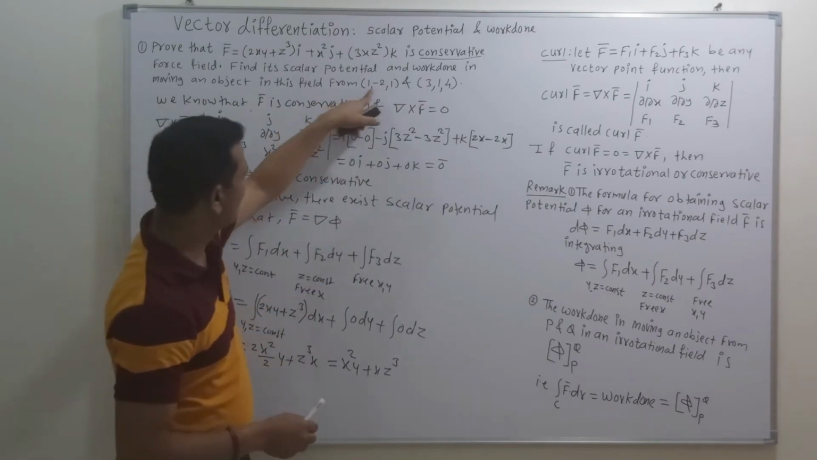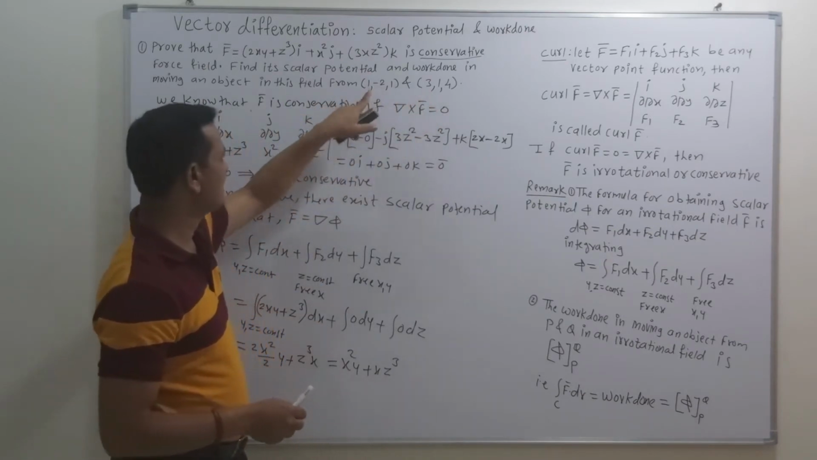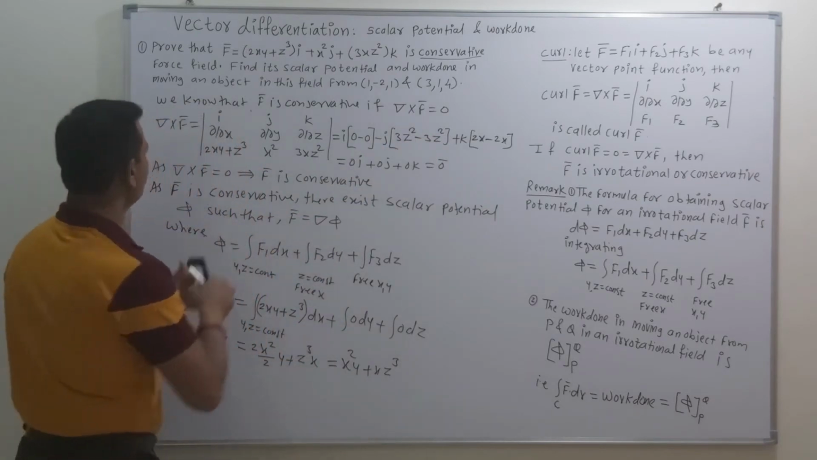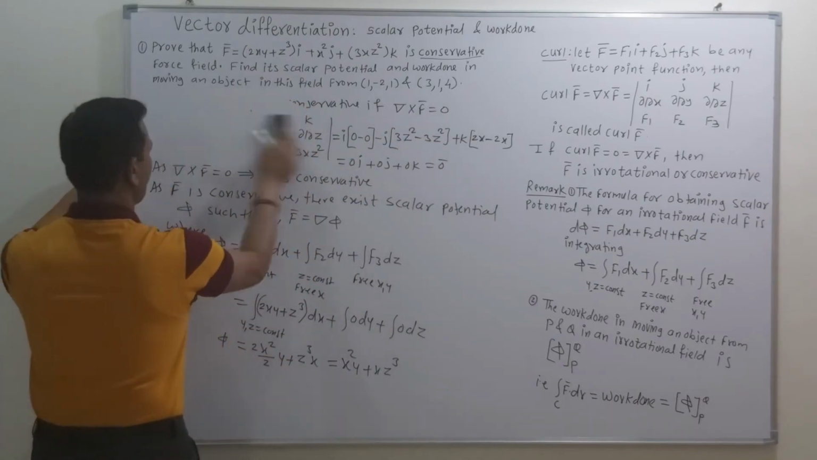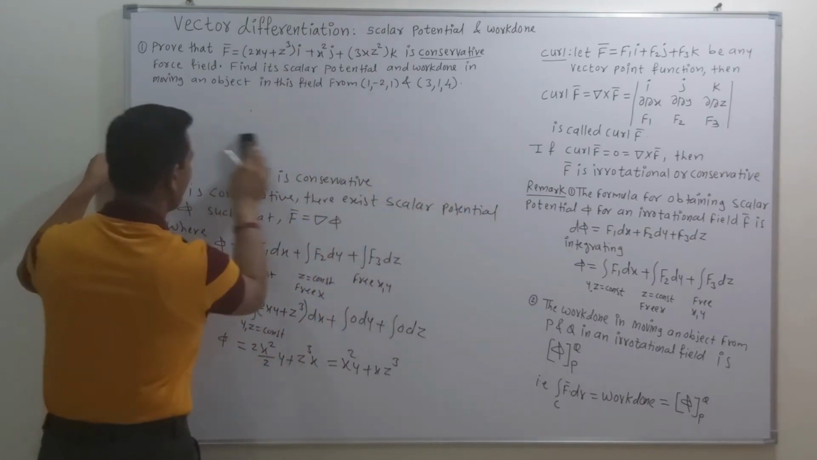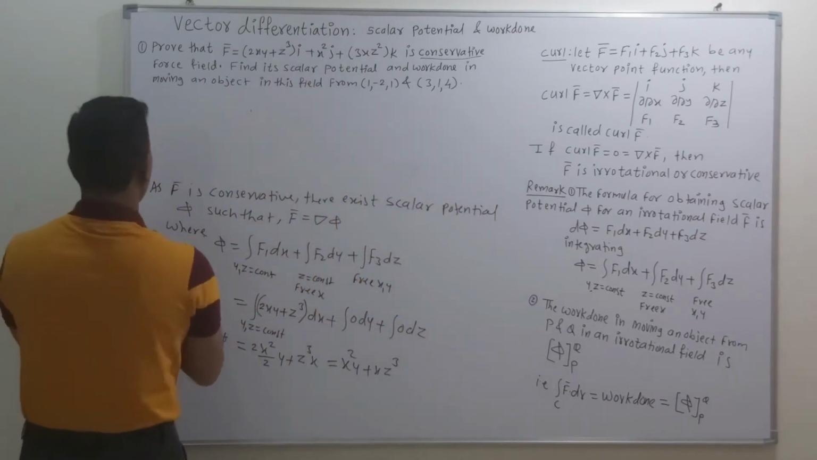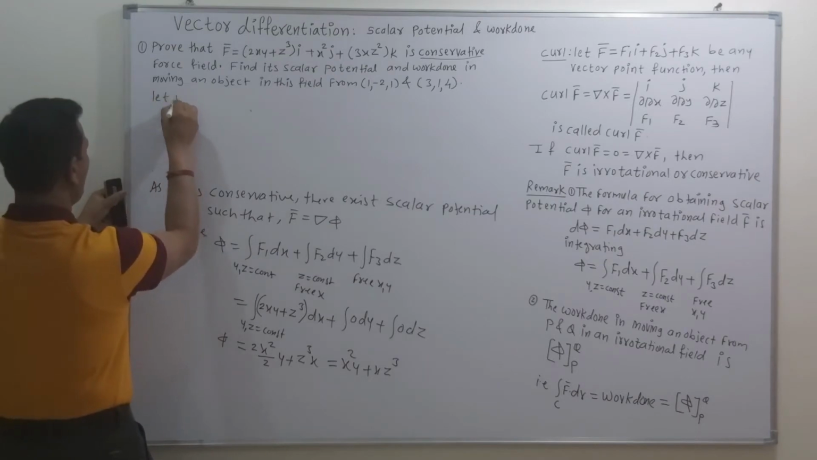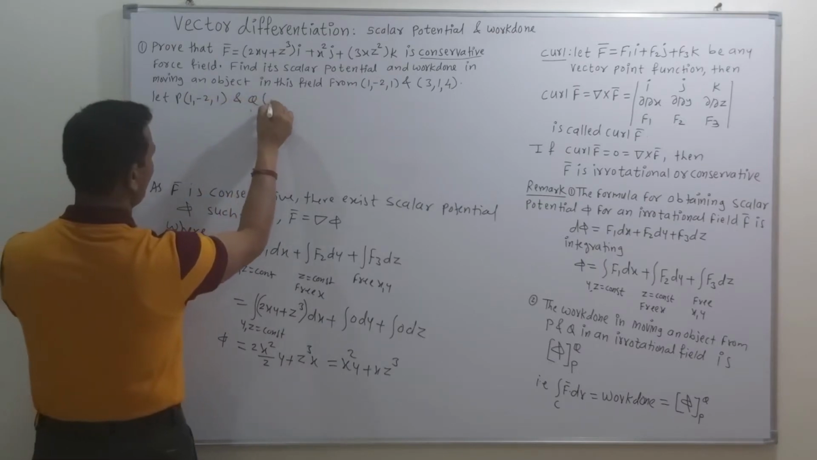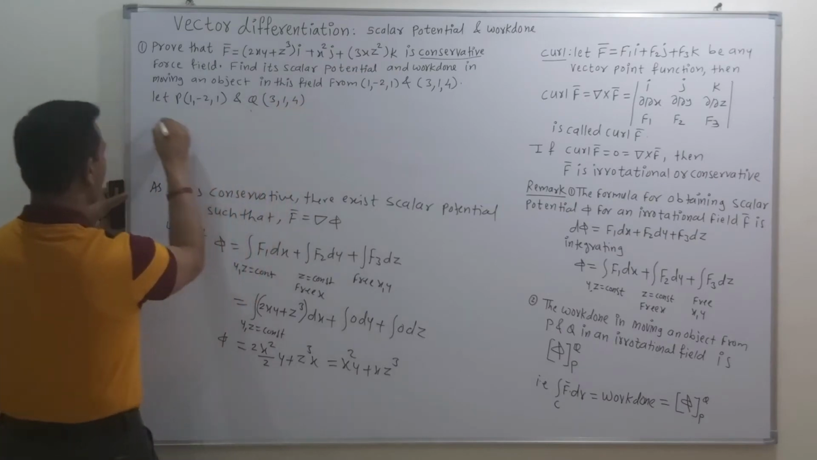So this is the first point and this is the second point. Let's call this the value of P and let's call this the value of Q. So I will just first clear this. So let's assume the value of P is equal to 1, minus 2, 1 and the value of point Q is 3, 1 and 4.